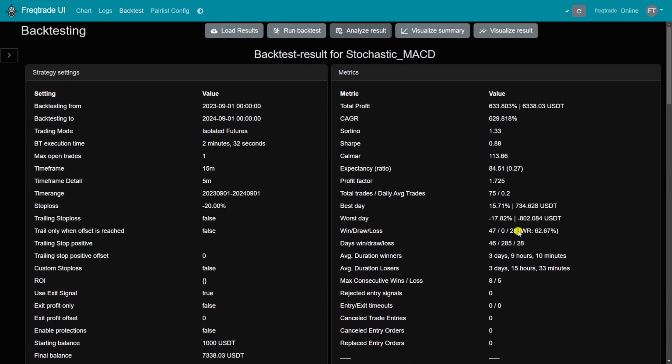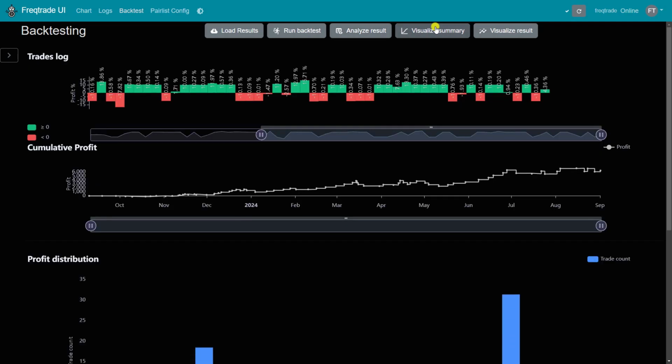The cumulative profit graph shows a smooth and steady upward trend, underscoring the strategy's consistent performance and making it a solid option for live trading.